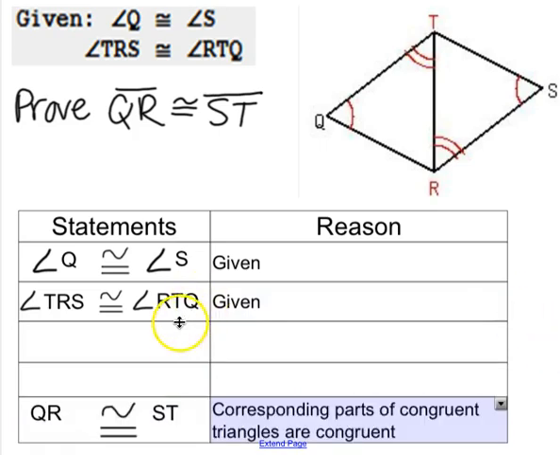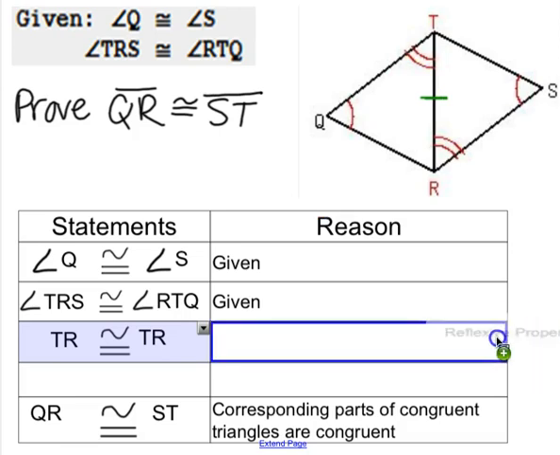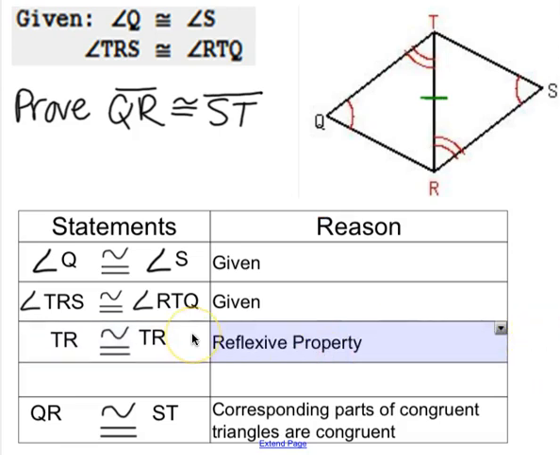Alright, but I've got something missing. So first, I can mark my sides are congruent here because they're touching and they're overlapping and they're the same length. And so TR is congruent to TR. It depends how you write it. If you say it how I just did, that would be the reflexive property. But you could have also said TR was congruent to RT, and that would be the symmetric property. Okay, so reflexive is the exact same on both sides.